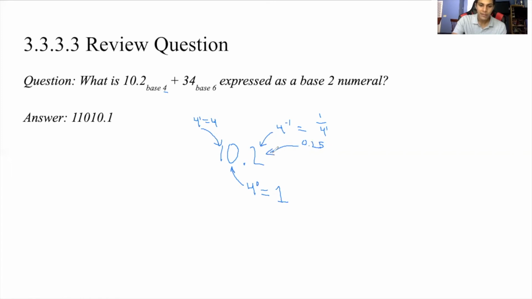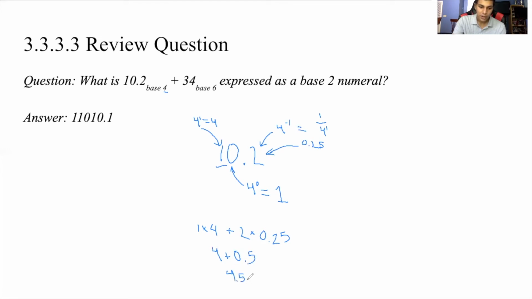All right, so now that we have our place values, we can figure out what this represents. So having a 1 in the 4's place represents we have 1 four. So 1 times 4 plus having a 0 in the 1's place represents we have 0 ones. Okay, we don't need to write that down. And having a 2 in the 0.25's place represents we have 2 0.25's. So plus 2 times 0.25. All right, so now if we convert this number, it's 1 times 4, which is 4, plus 2 times 0.25, which is 0.5. And then 4 plus 0.5 is 4.5 in base 10.